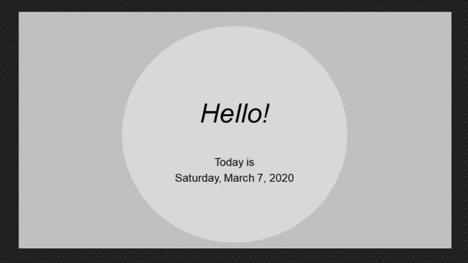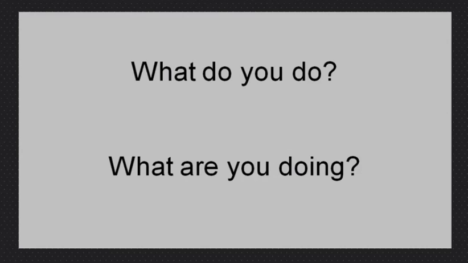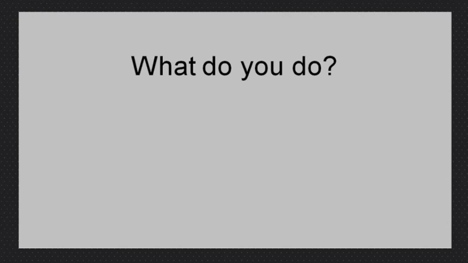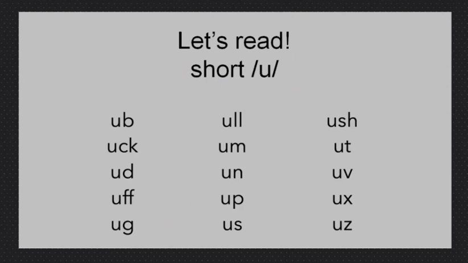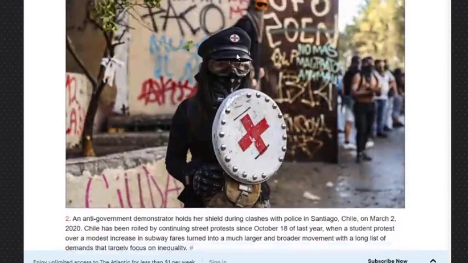And today we are going to talk about some things that we talked about before, but we're going to practice. So we are going to review articles, and we learned about these questions. What do you do and what are you doing? We're going to talk about that very quickly and talk about what do other people do and what are other people doing. We're going to read the short U sound, and then we are going to use what we have learned and we are going to talk about some photos.